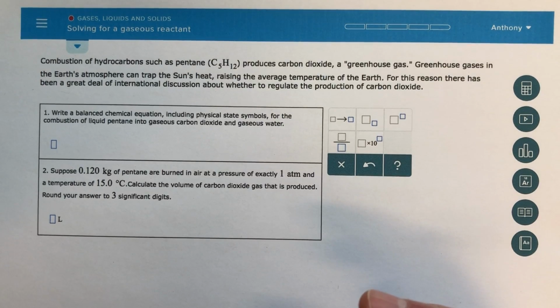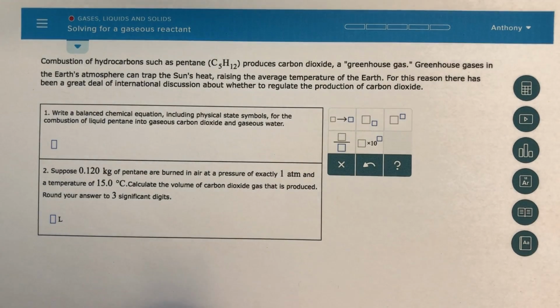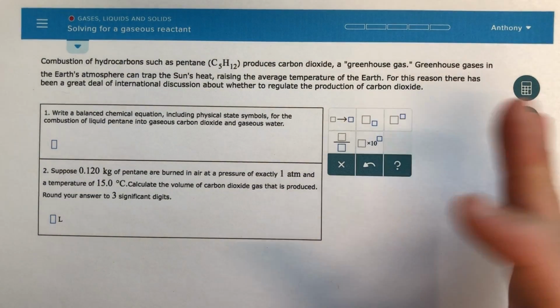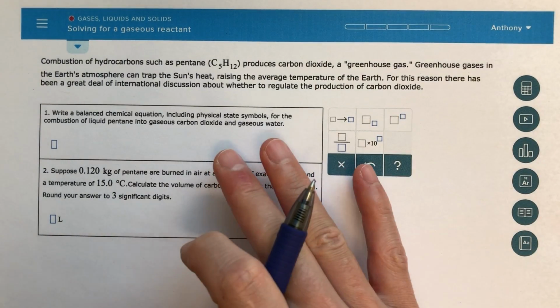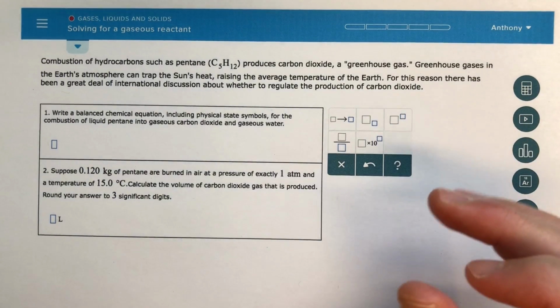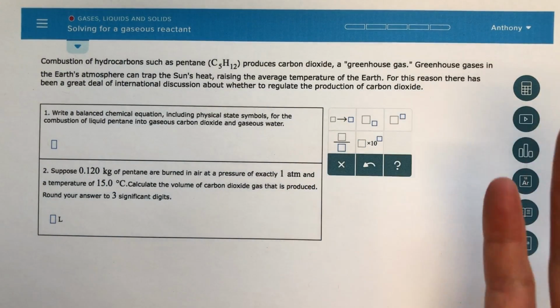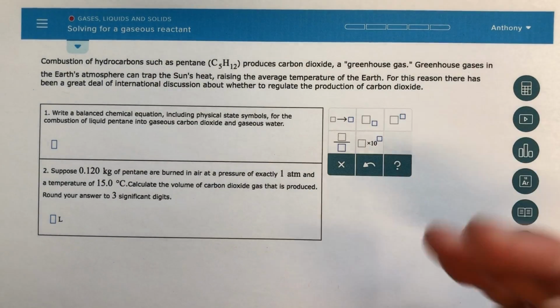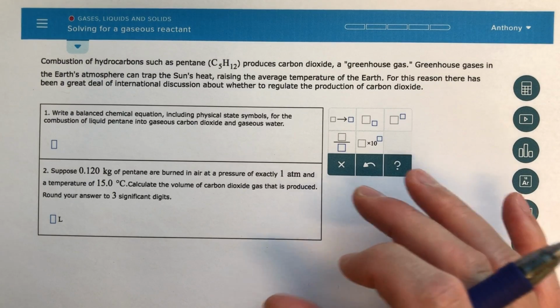All right, welcome back. So this is an ALEKS topic that's called solving for a gaseous reactant. This is a great topic that puts together a lot of the fundamental concepts that we're going to need as we move forward in chemistry. We're going to need to start by writing a balanced chemical equation. So obviously that's important for chemistry. We're going to use the concepts of stoichiometry, multiple ratios, and then also the ideal gas law, all in one topic. So that's pretty cool. So let's go and get started.